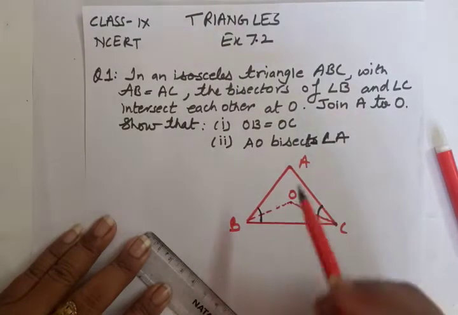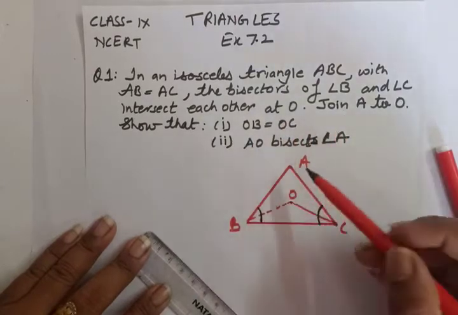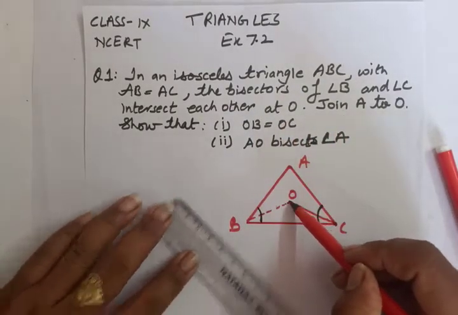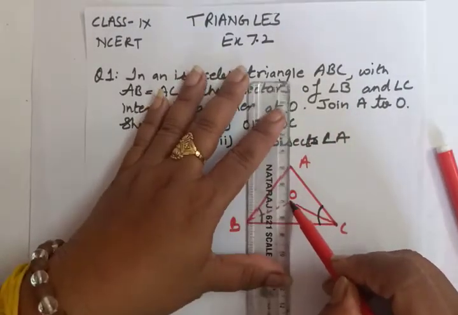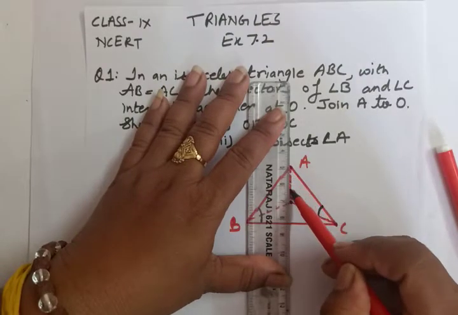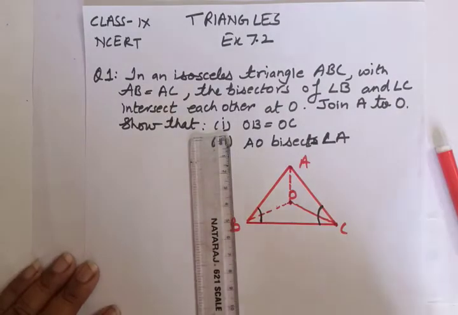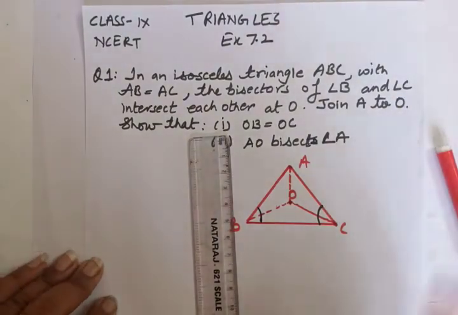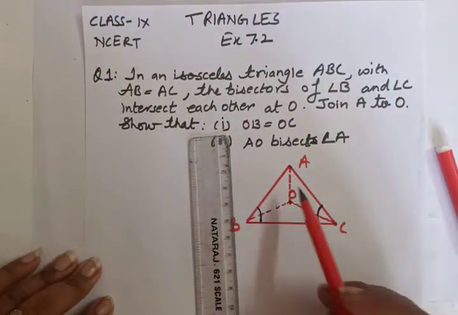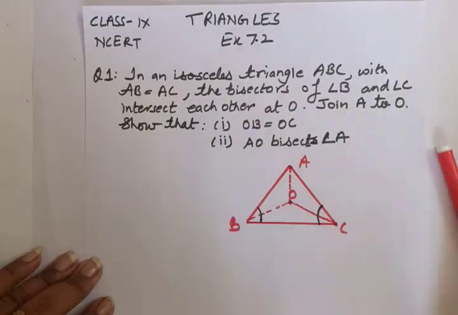Understand? Now join A to O, means this is the point A and this is point O. We need to join it. Always we have to do the construction by dotted line. Yes, so it will be very clear that this is the construction that we have drawn and this is the original triangle that is given to you.